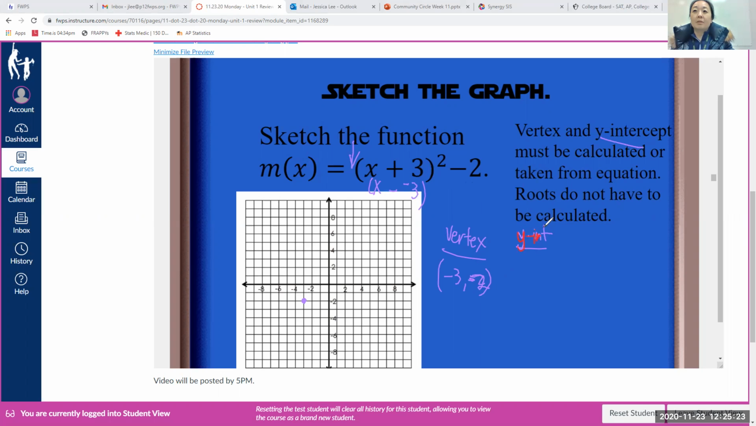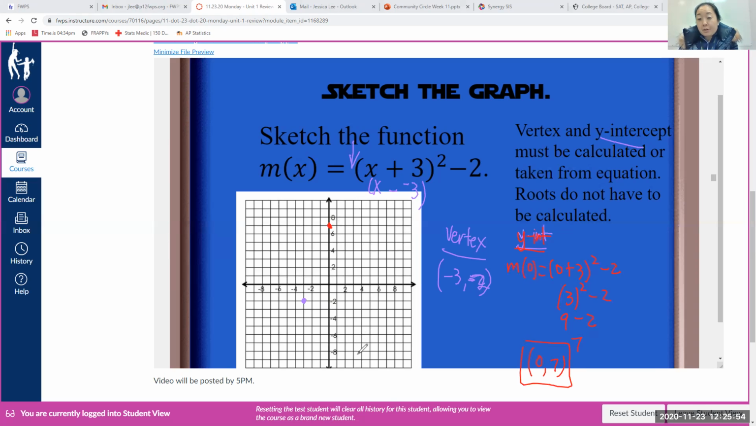So the y-intercept is going to be m of 0. We plug in 0 for x because we just want to know what y is when x is 0, right? So it's going to be 0 plus 3 squared minus 2. 0 plus 3 is 3 squared minus 2, which is 9 minus 2, which is 7. So we know that it's going to be (0, 7). That's our y-intercept, (0, 7) right there.